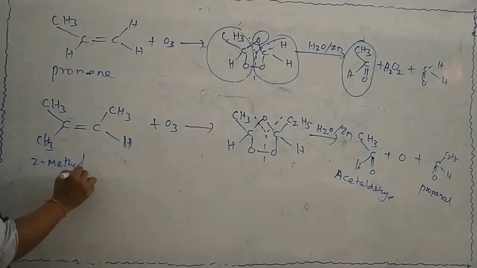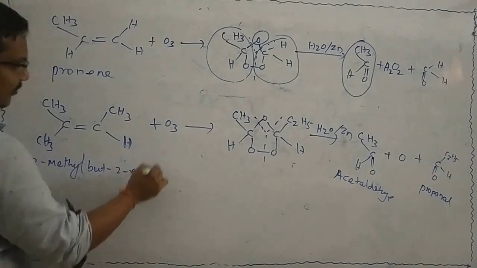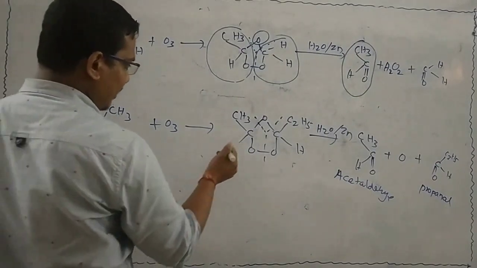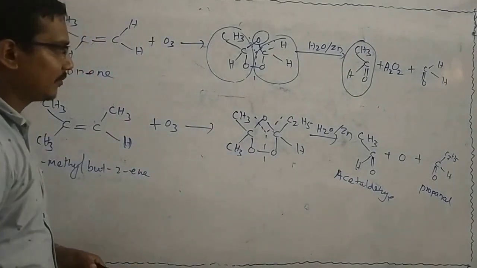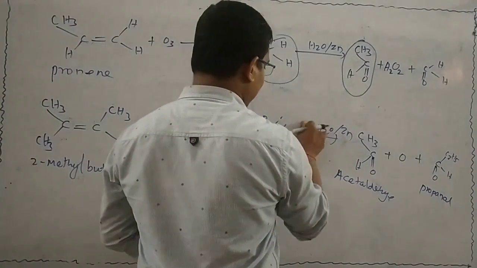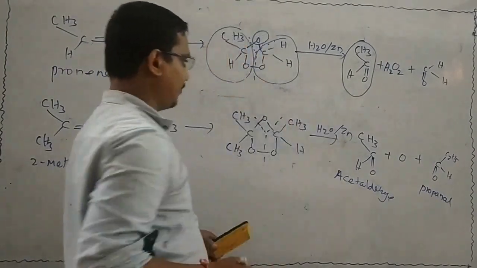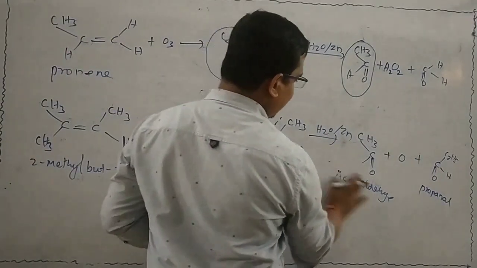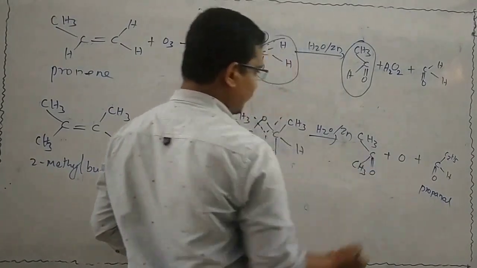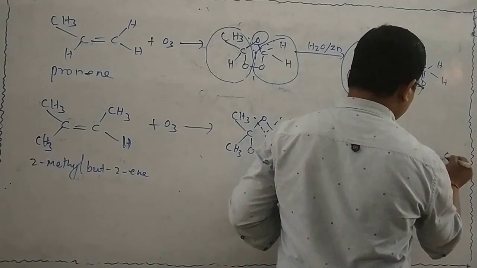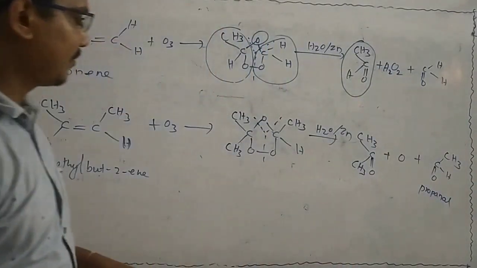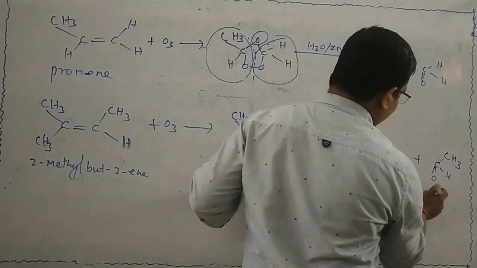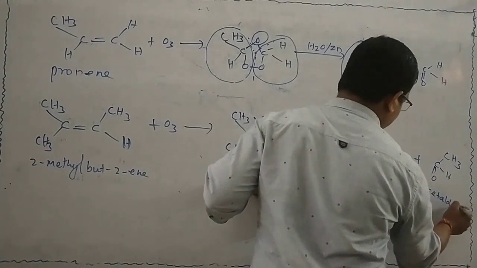2-methyl but-2-ene. Ozonolysis. Now what is the ozonide product? Make the O, that's CH3. Then you can erase this. That is your CH3. It is subjected to H2O and Zn. And what will be the product? You can omit the H and write CH3. Then another is also CH3. This is acetone. This is acetaldehyde.